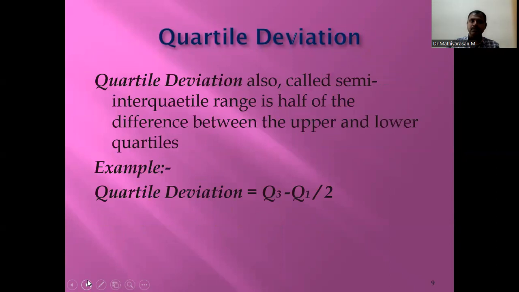And quartile deviation, also called semi-interquartile range, is half the difference between the upper and lower quartiles. For example, quartile deviation equals Q3 minus Q1 divided by 2.